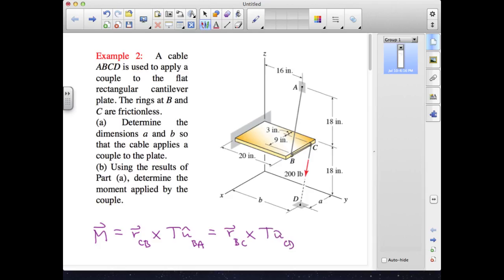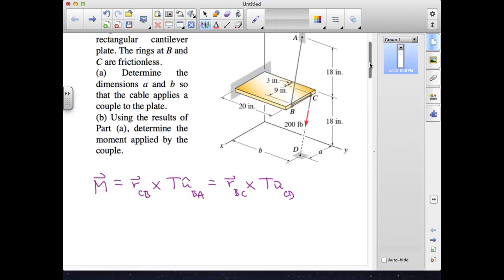From the figure, we have that RBA is equal to minus 12I minus 4J plus 18K inches.